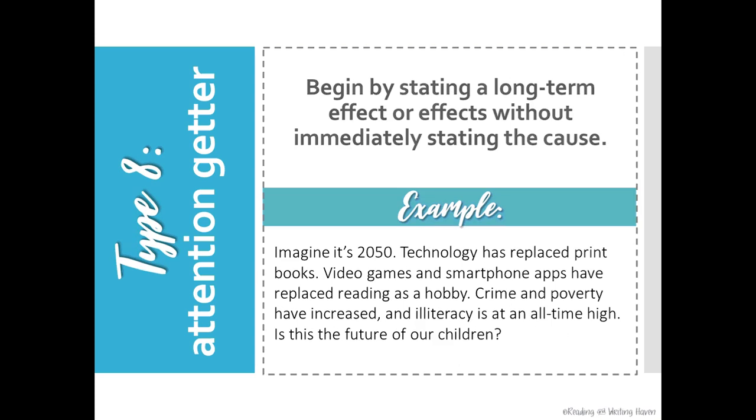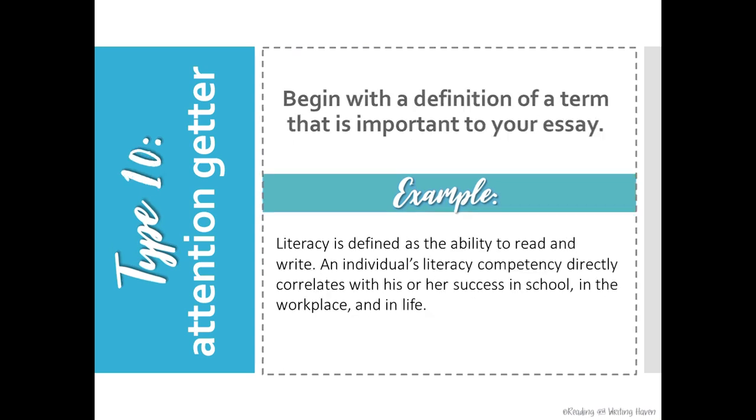Another one would be by stating a long-term effect or effects without immediately stating the cause. So let's look at this one. Imagine it's 2050. Technology has replaced print books. Video games and smartphone apps have replaced reading as a hobby. Crime and poverty have increased, and illiteracy is at an all-time high. Is this the future of our children? So you can present a problem that might occur if whatever you're arguing for does not happen.